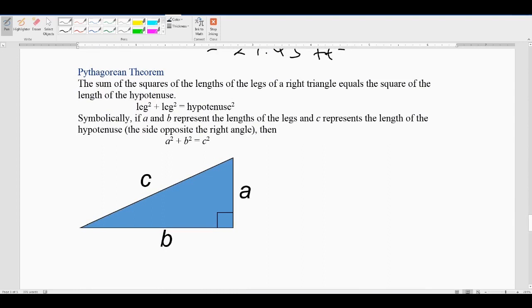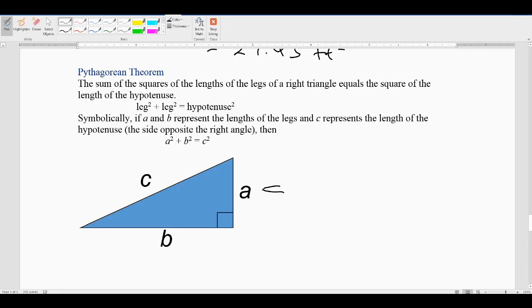And so let's look at this. First off, the Pythagorean Theorem says if you take the sum of the squares of the measures of the sides that are adjacent to the right angle, that's equal to the square of the side opposite the right angle. So the sum of the squares of the sides adjacent to the right angle is equal to the square of the side opposite the right angle.